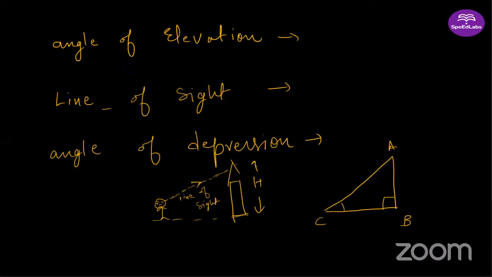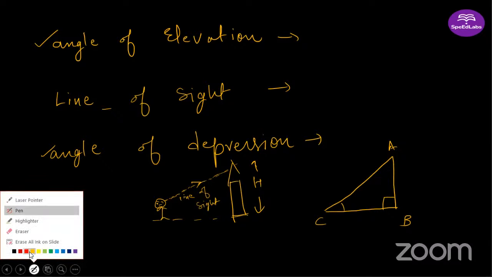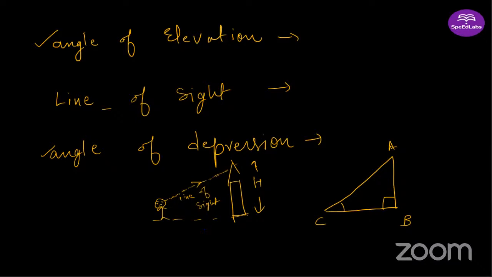Now we have two more terms. One is angle of elevation and the other is angle of depression. Let us see what these two different angles represent. We can have two particular conditions. Let's say this is the first case. In the first case, our observer is looking upwards. If this is our horizontal line, then our line of sight is above the horizontal line.